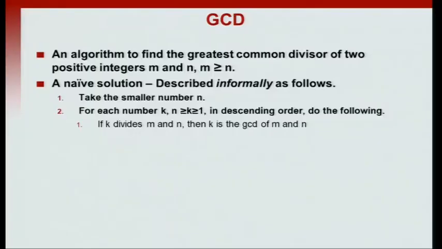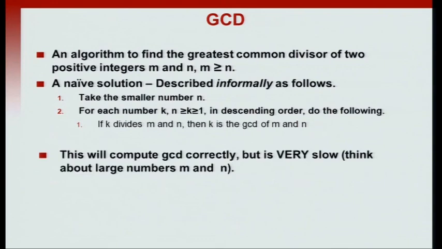If k divides m and n, then it is obviously a divisor of m and n. Also, we are coming in descending order. We start from n and go down to 1. So the first divisor that you hit when you go down is going to be the greatest common divisor of m and n. So this algorithm obviously works. It will compute the GCD correctly, but it is very slow.